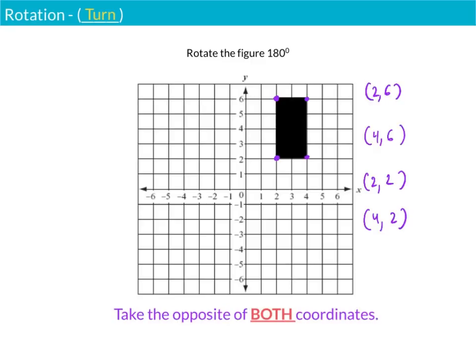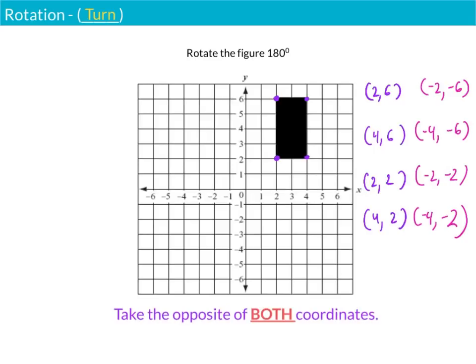So the opposite of positive 2 is negative 2. The opposite of positive 6, negative 6. The opposite of positive 4, negative 4. Negative 2, negative 6. Negative 2, negative 2. And negative 4, negative 2. So we just took the opposite of all of our points. So now we're going to go ahead and graph those.